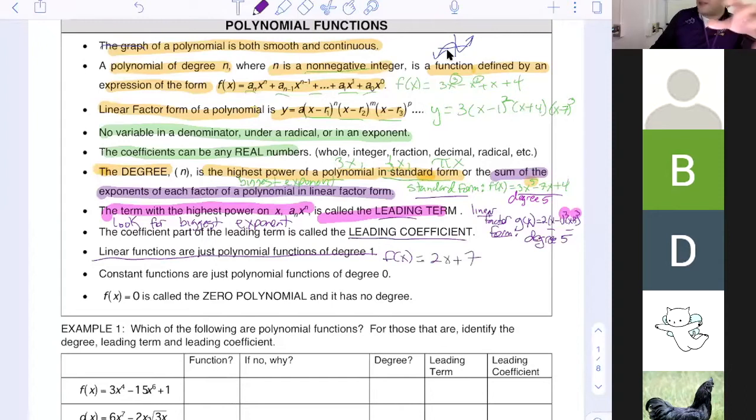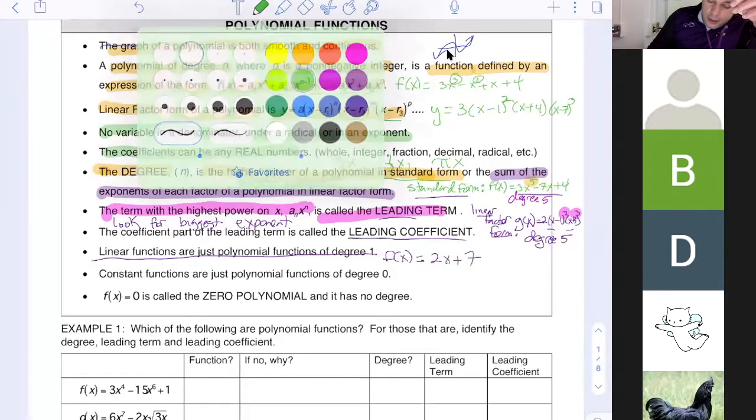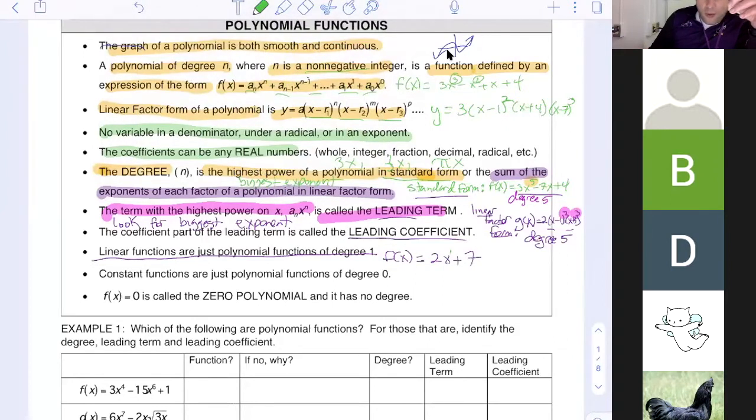We know that this is a line, has a slope of 2, a y-intercept of 7. It's still a polynomial, but it's just of degree 1, but we never really write that 1 there, but it's there. Just like this, constant functions are just polynomials of degree 0. So like f of x equals 4, or in other words, y equals 4. Well, believe it or not, that's still a polynomial of degree 0.